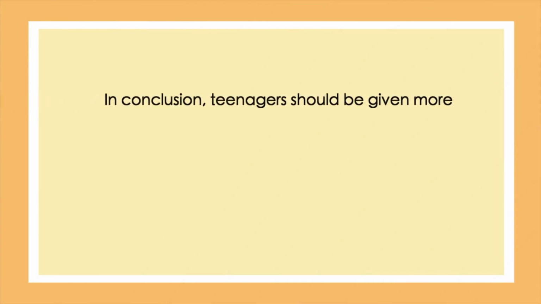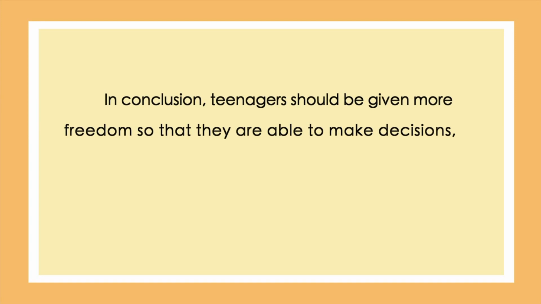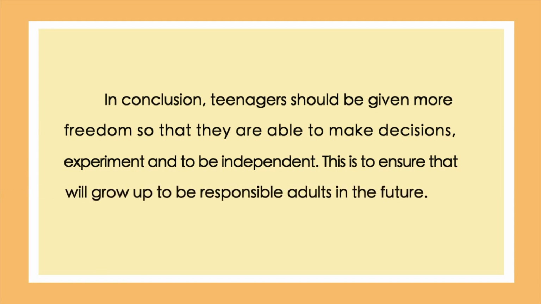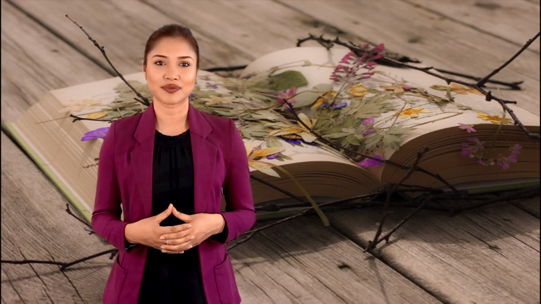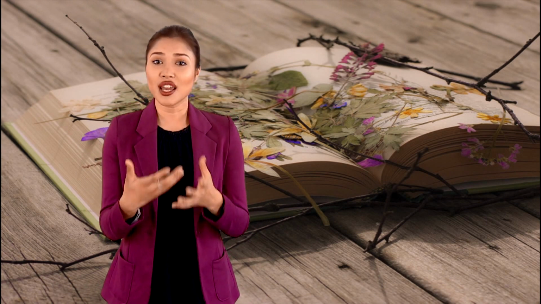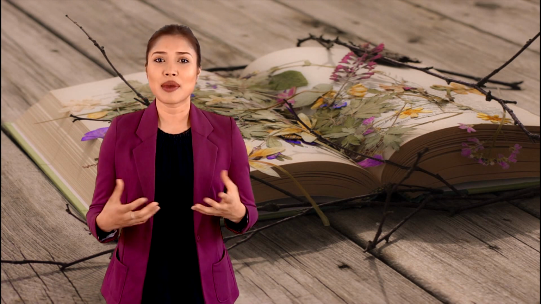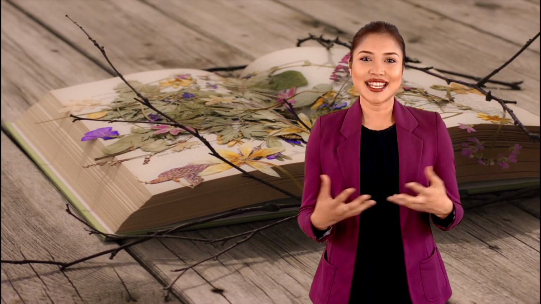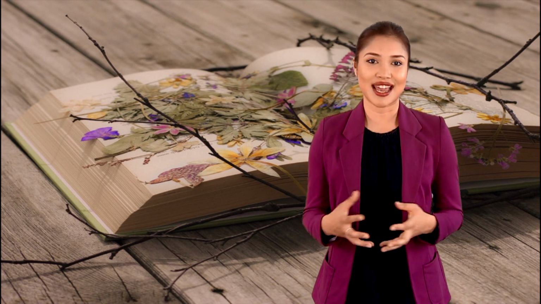A conclusion should look like this. In conclusion, teenagers should be given more freedom so that they are able to make decisions, experiment, and to be independent. This is to ensure that they will grow up to be responsible adults in the future. In this sentence, I have reaffirmed my stand. I have also mentioned my points in brief. This sentence is to consolidate the whole essay.